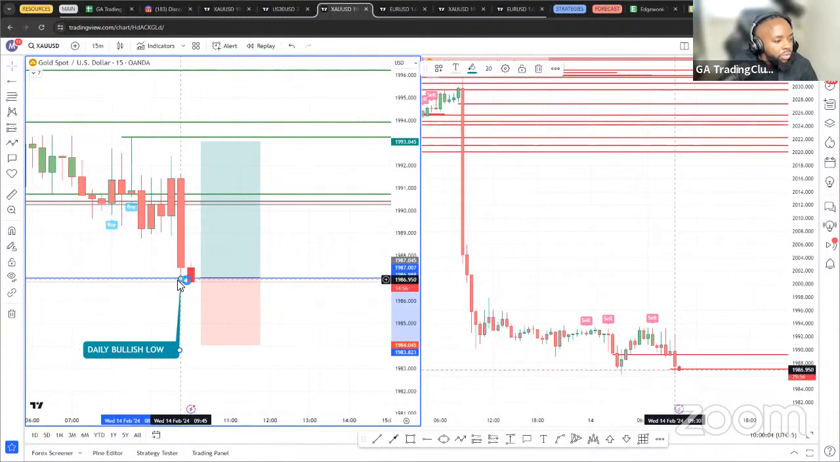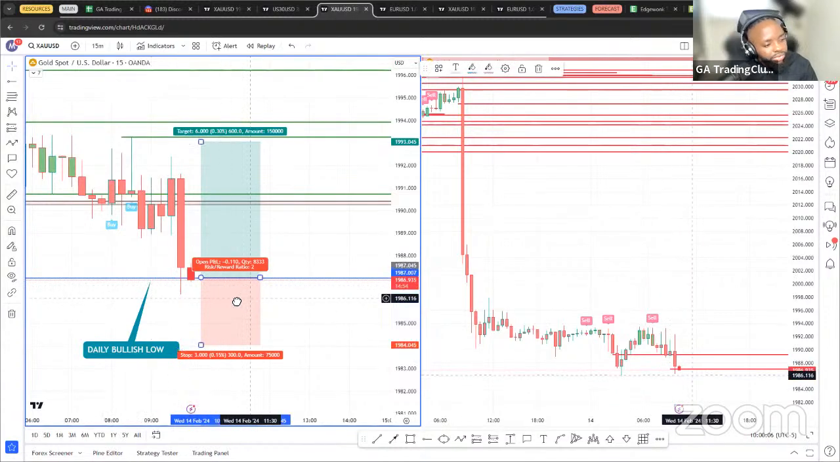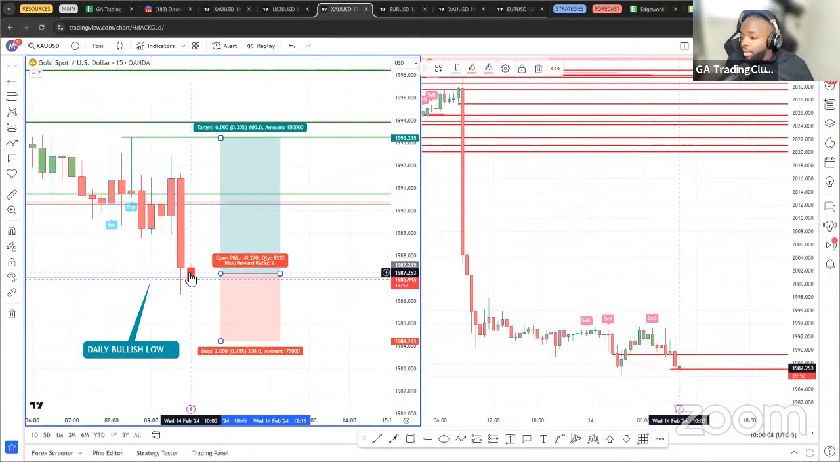So here, what you would want, now if this 15-minute candle has a buy signal, now that's what I would take.